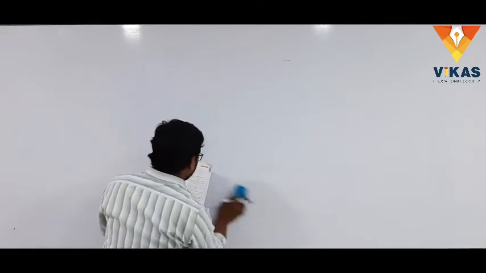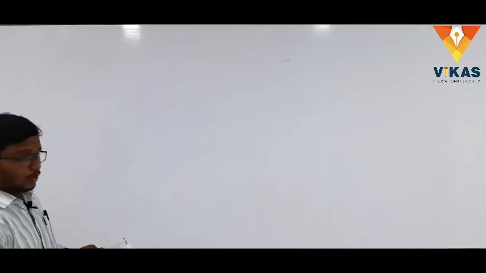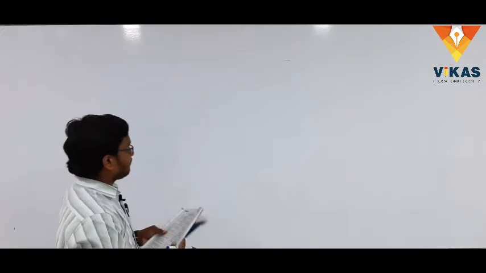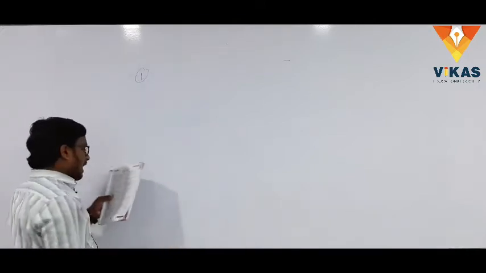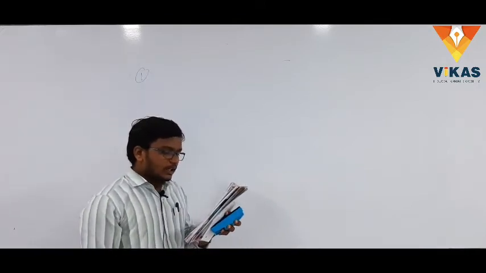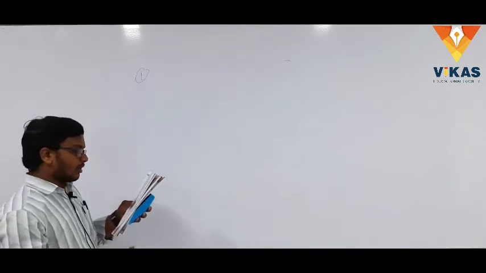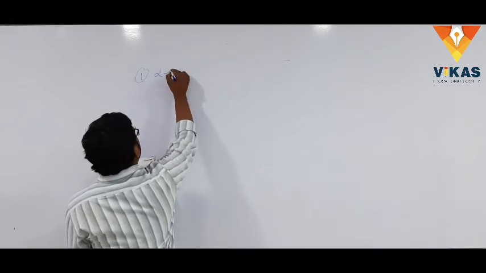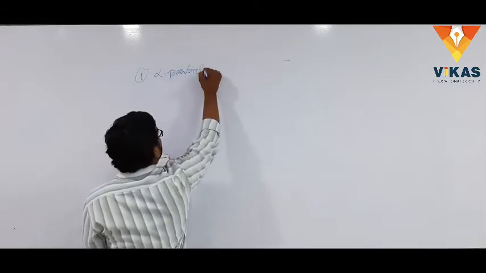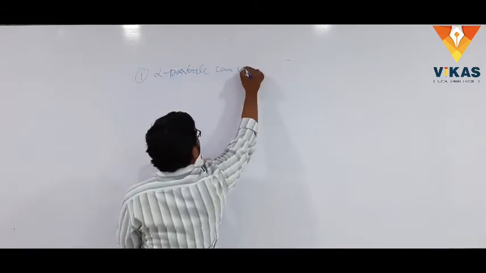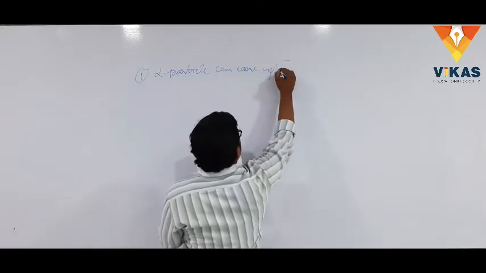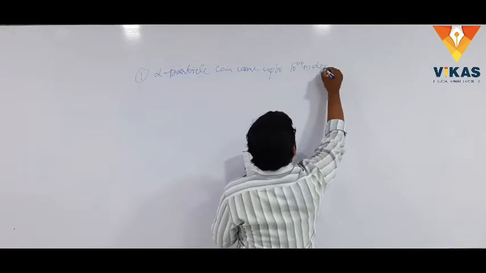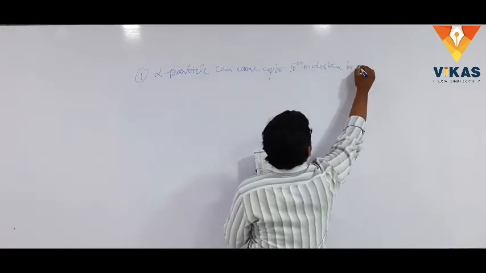The conclusion of the Rutherford scattering experiment does not include... Which is not included in the Rutherford scattering experiment? What are the options given? Alpha particle can come closer within a distance of the order of 10 to the power minus 14 meters to the nucleus.